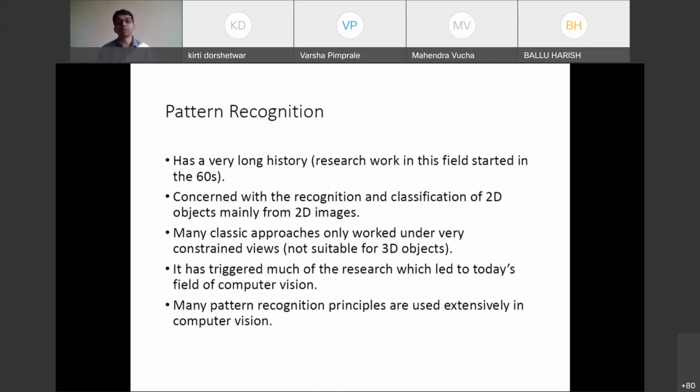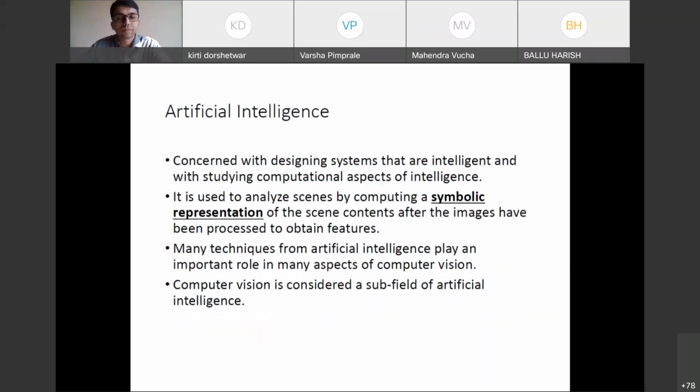So many classic approaches only worked under very constrained views. And as they are classical statistical based approaches, they are not suitable for 3D objects. So this has triggered much research which led to today's field of computer vision. Many pattern recognition principles are used extensively in computer vision. So even though the field is very old, it has formed the basis to be used in many computer vision applications. And from that, we reach artificial intelligence, which is concerned with designing systems that are intelligent and with studying computational aspects of intelligence.